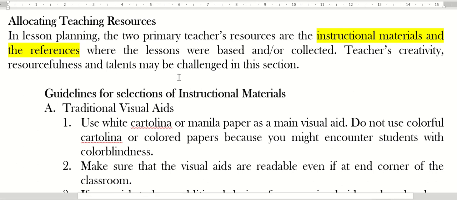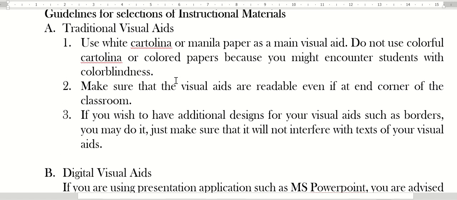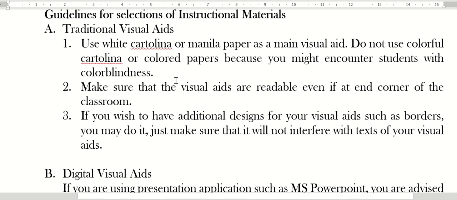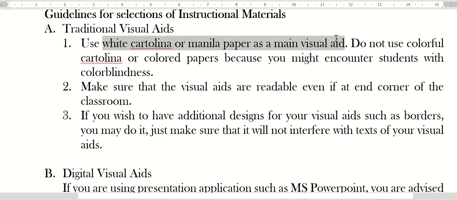So instructional materials can be divided into two. We have traditional visual aids and digital visual aids. Now, use white cartolina or manila paper as a main visual aid. Why? Do not use instructional material that is colorful because you might encounter students with color blindness. And sometimes we have to consider that because students with color blindness might have difficulty in reading text when they are written on cartolina that is too colorful.